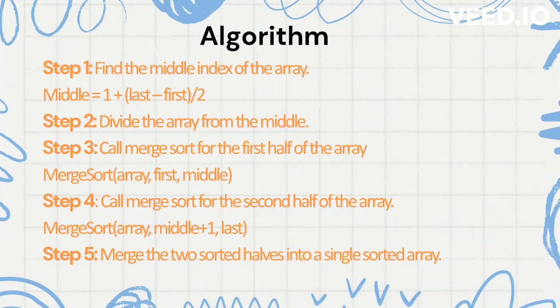And then step 4, again we have to call the merge sort for the second half of the array. Then the same merge sort syntax: array, comma, middle plus 1, comma, last element. And then the final step, merge the two sorted halves into the single sorted array.